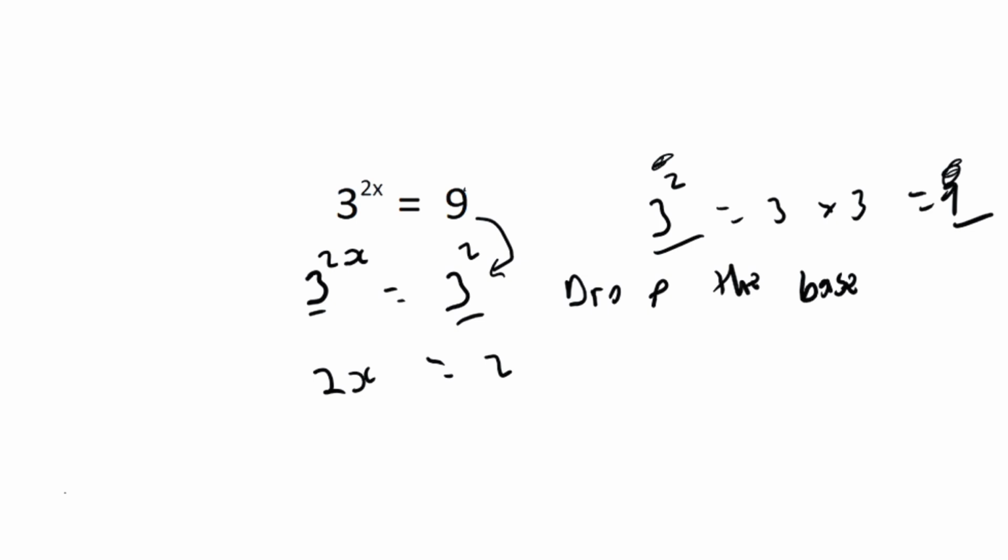2x divided by 2. What you do on one side, you do on the other side as well. 2x divided by 2 will be x. 2 divided by 2 equals 1. So the answer is 1. That is the value of x, 1.